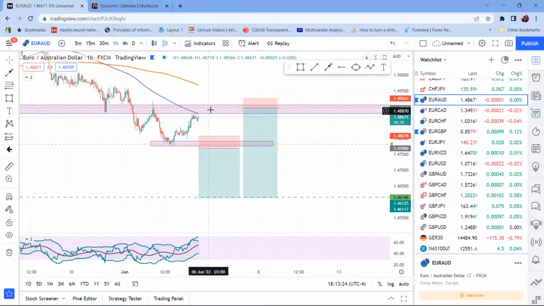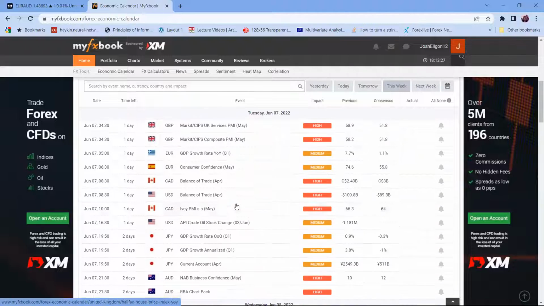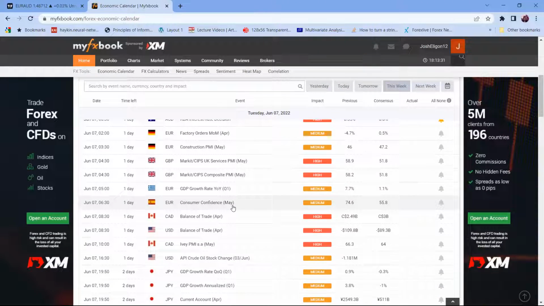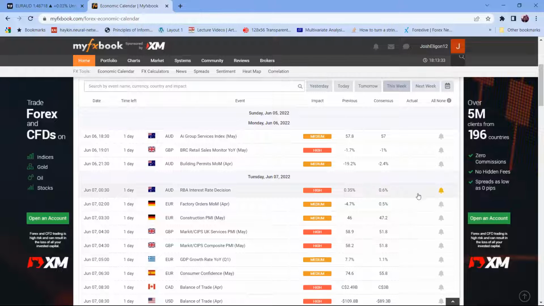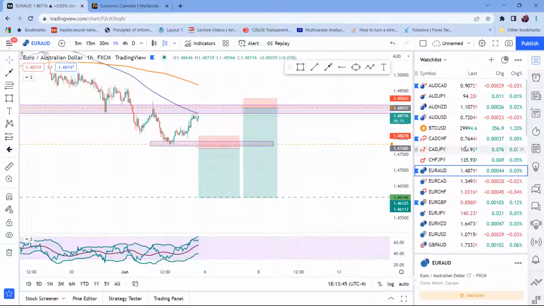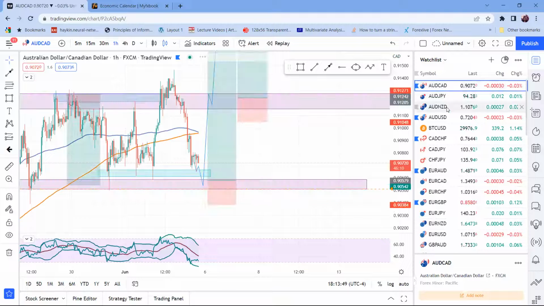So we could either enter early once we tap into this region, or we could wait on the release of that first set of news, which is for the AUD, where we're expecting a 0.25% increase on the interest rates. And we could see that continuation moving downwards and further movement down. I'm only looking at the Euro AUD really because we already have a bias for that.